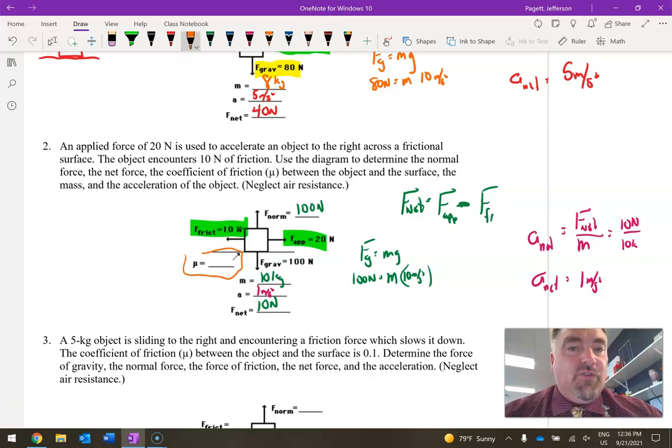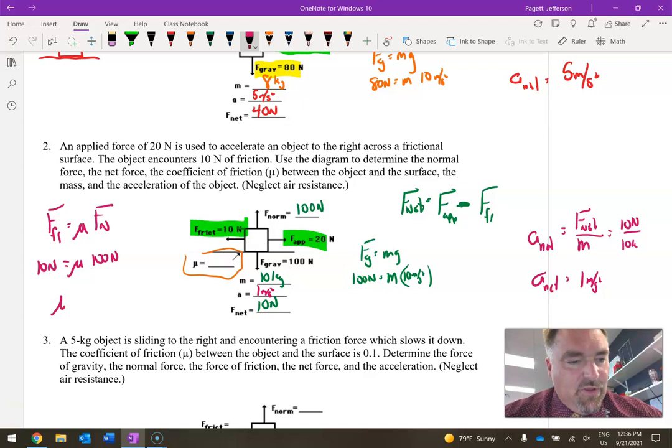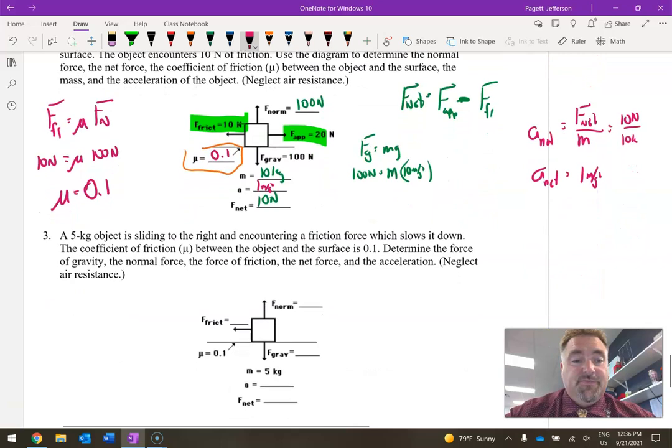So we have to use the other way, which is the force of friction is equal to mu times the normal force. My force of friction is 10 newtons, my mu is what I'm looking for, and my normal force we decided was 100 newtons. When you cross multiply and divide, you get mu as 0.1. So 0.1 is my coefficient of friction between those two surfaces.